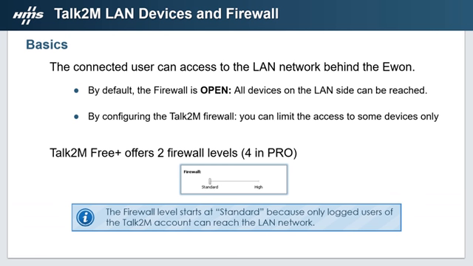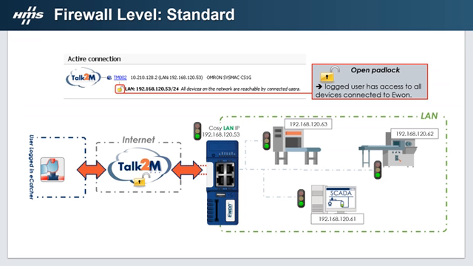Talk2M Free offers 2 levels of firewall, while the Pro account has another 2 layers on top of that. We will take a look at the differences in the next couple of slides. The first level of firewall is called Standard, which is also the default setting when an E1 is set up to the Talk2M cloud. This level of firewall can both in a free and in a Pro account be selected.